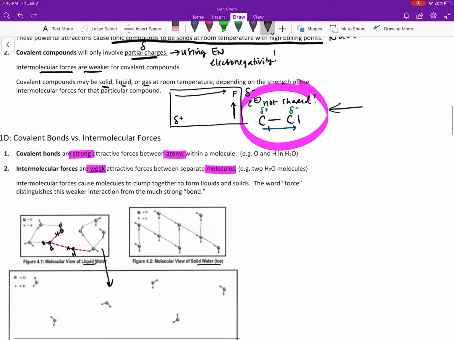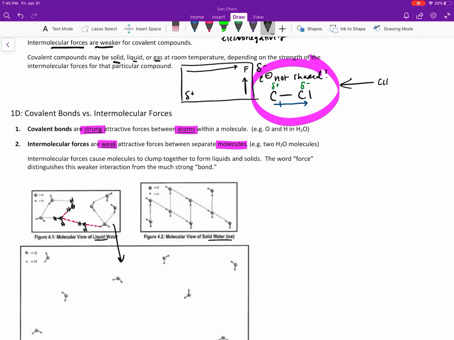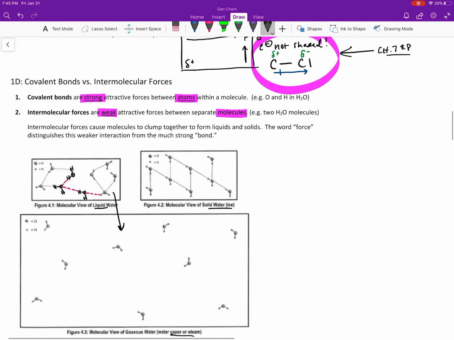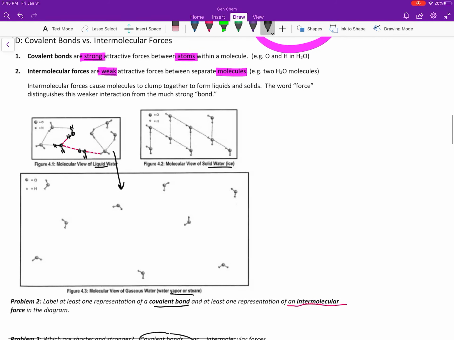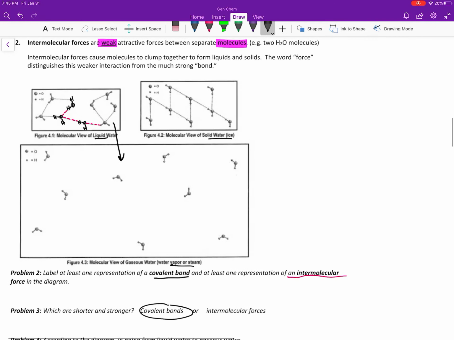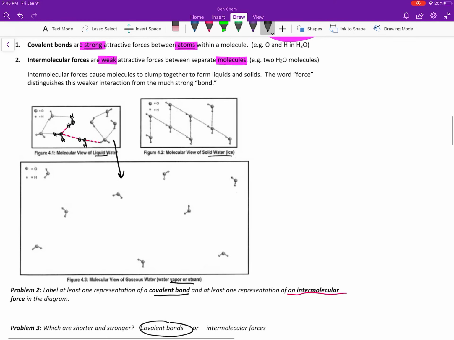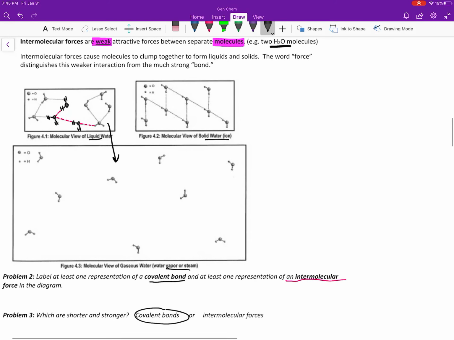And so then we reviewed a little bit about geometry, polarity, electronegativity. Again, this is chapters 7 and 8. If you're not solid on the material, it's a good time to go back and look. We talked about covalent versus intermolecular. So covalent bonds are strong forces between atoms within a molecule, whereas intermolecular forces are weak, attractive forces between separate molecules. So instead of the bond in water, we're talking about the force between two waters. Okay, not a covalent bond between two, but a force between two.